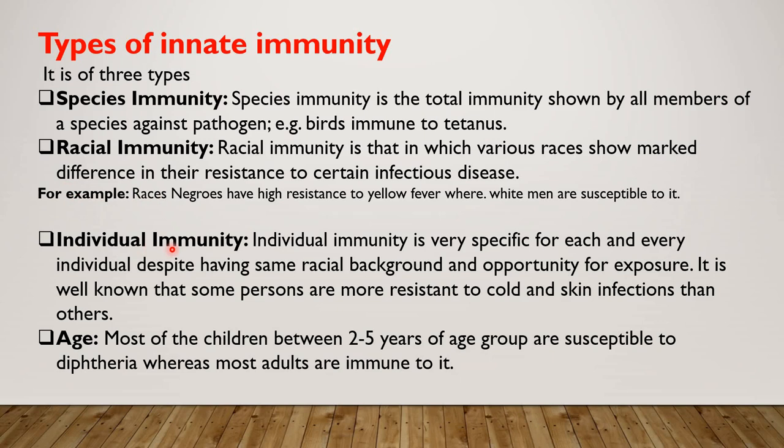Individual immunity. Individual immunity is very special for each and every individual despite having the same racial background and opportunity for exposure. It is well known that some persons have more resistance to colds and skin infection than others. Age is one of the other factors which affects our immunity, because children and old persons have lower immunity as compared to adult and healthy persons.